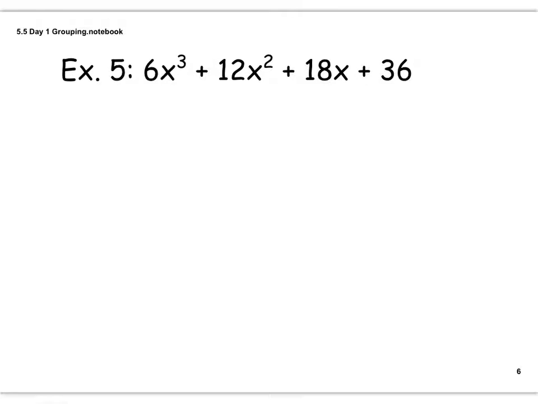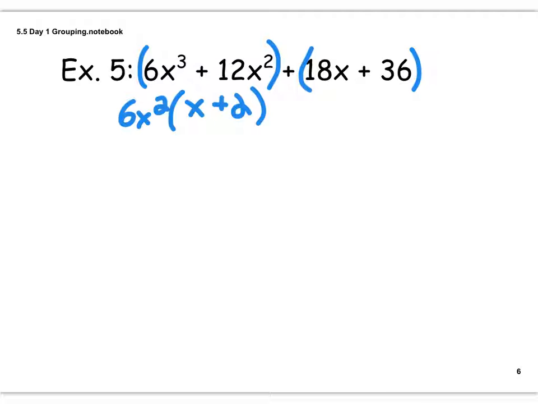Okay, our last problem is number 5. So I'm, again, setting up parentheses. I am breaking this up into smaller sections that I can deal with. On this left-hand side over here, I'm going to factor out a 6x squared. When I do that, I end up with an x plus 2 left over. On this right-hand side, I can factor out, let's see, an 18 out of both of those numbers. When I factor that 18 out, I end up with x plus 2 as well.